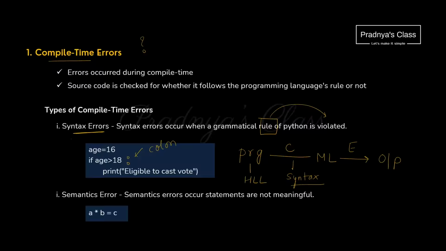There is one more error we may get during compilation. It is a semantic error. This will occur when the statements are not meaningful. It means again we are not following the rules. Look at this example. A into B equals to C we are writing. Generally the expression should be on the right hand side, and on the left hand side we write the variables. So that was about the compile time errors.